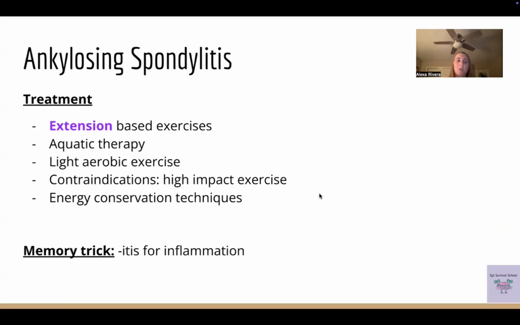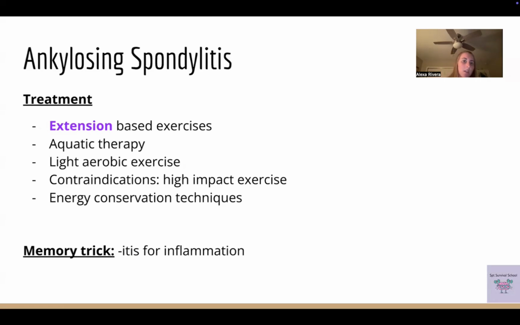So treatment. This is why I showed those three spondies and then this one. The biggest thing is you're going to treat this with extension-based exercises. Also, aquatic therapy is really good because those joints are inflamed, and aquatic therapy is good for offloading them. Light aerobic exercise is good, and contraindicated is high impact exercise because they have inflammation. They're also having systemic symptoms like fatigue, so you don't want to overwork this population. And then it also goes into energy conservation techniques.